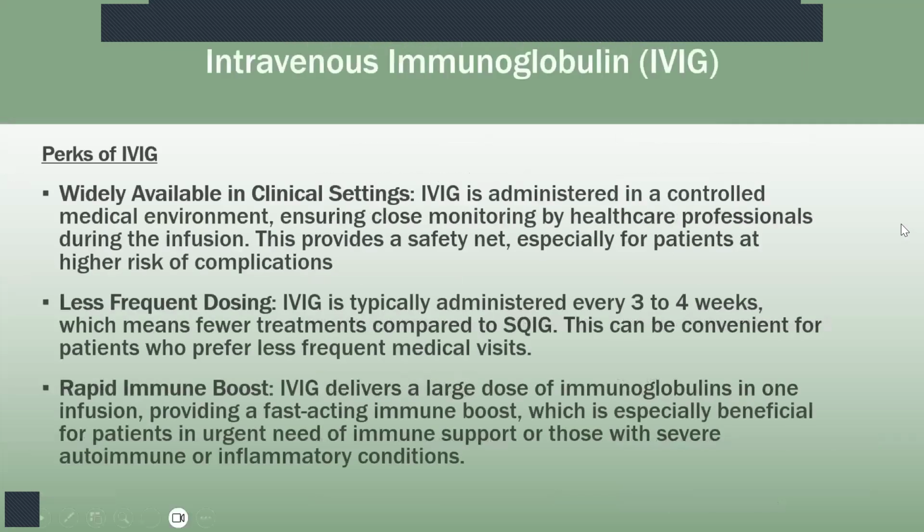So a little bit more about the perks. For IVIG, it's widely available in a clinical setting, and it provides a safety net, especially for patients who are at a high risk of complications. It's less frequent dosing. Like I said, you only have to have it every 3 to 4 weeks, and it's a rapid immune boost. It delivers a large dose of immunoglobulins in one infusion. So this is giving more beneficial response for people that need a fast onset.